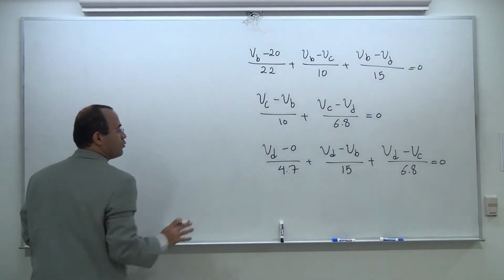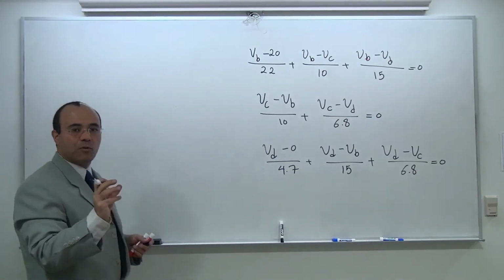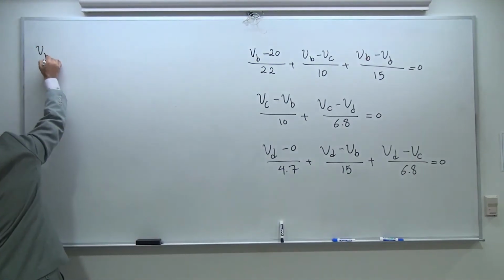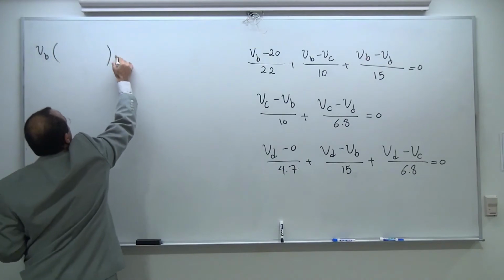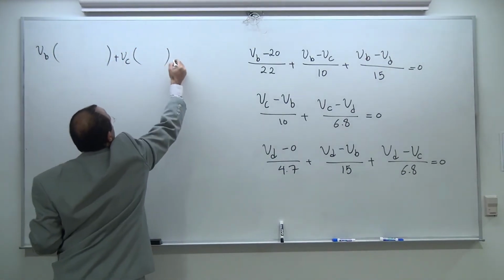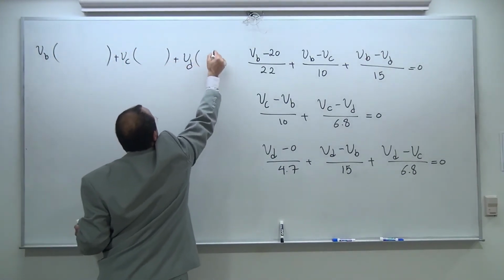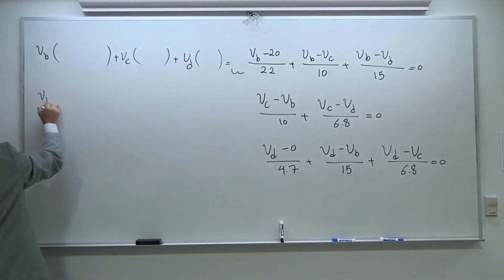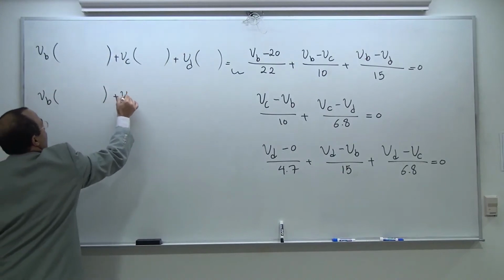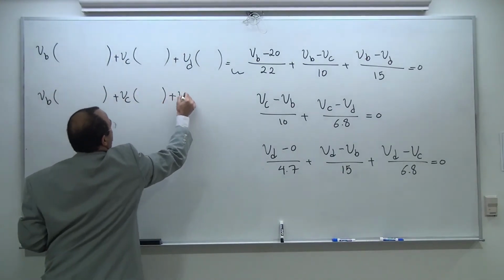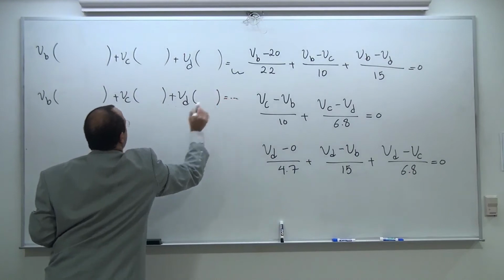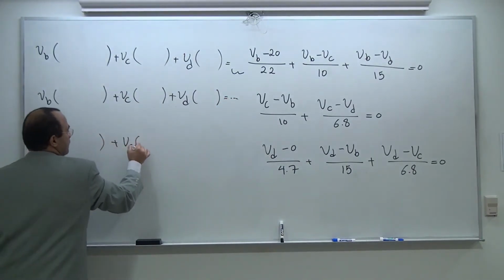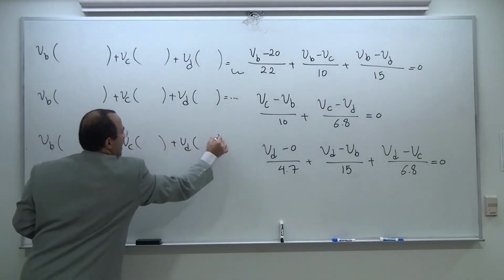The first thing you need to do is to grab the variables in the same order. So I'm going to say VB, then VC, then VD, equal to the constant. I'm going to maintain the same organization, same order. It has to be the same in order for you to create the system.